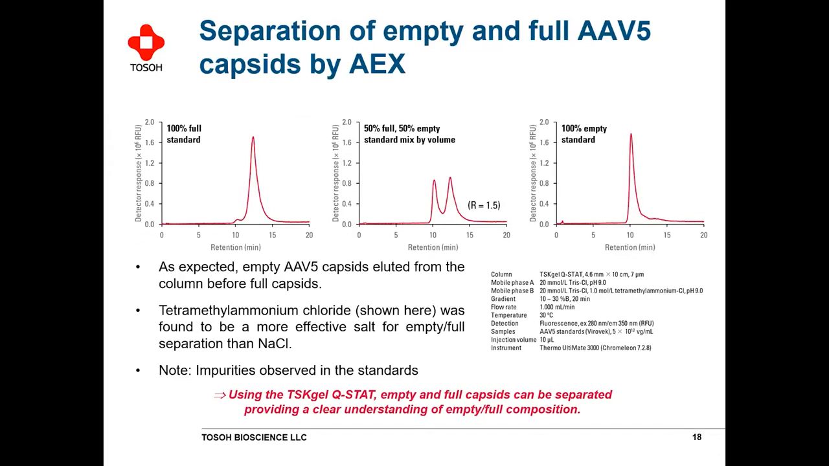On this slide, much like what Fariha did in her experiments, we used a mixture of standards where we had 100% full, 100% empty, and then a 50% empty, 50% full mixture. In this experiment, we were looking at AAV5 in particular. We used a tetramethyl ammonium chloride B buffer at a 1 molar concentration, and we used a 10 to 30% gradient. You can see here in the middle, in the 50% full, 50% empty mixture, we get a resolution of 1.5, which is pretty good. It allows us to get pretty good separation of empty and full capsids.